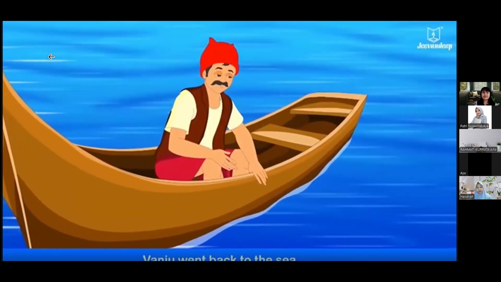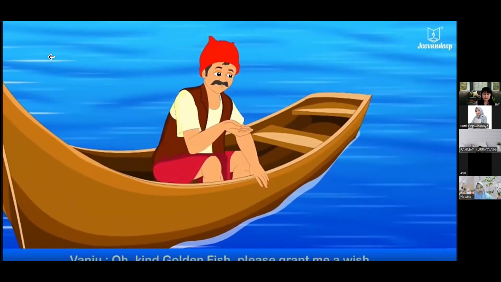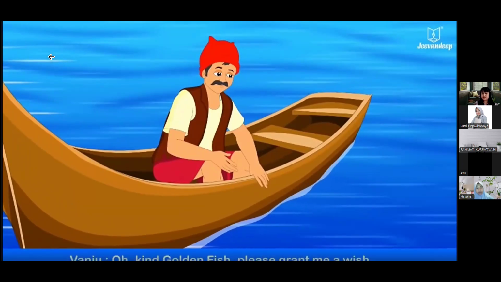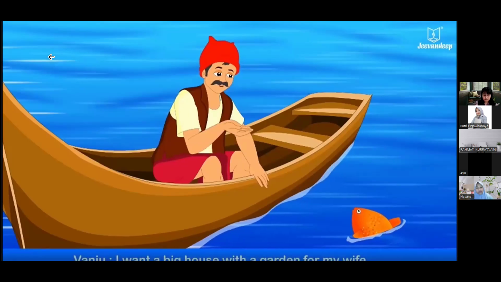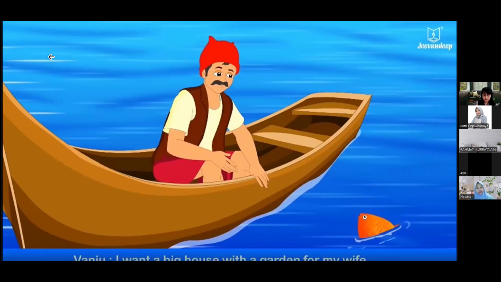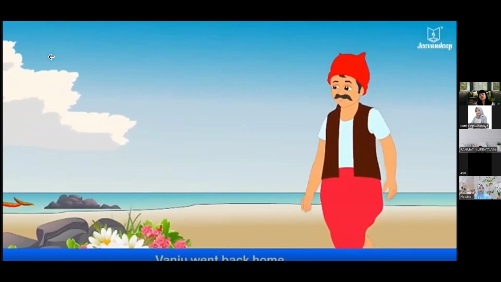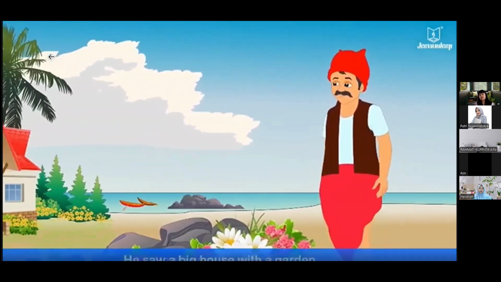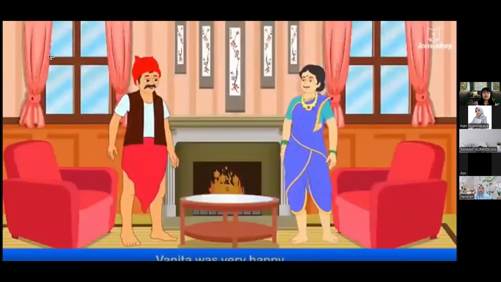Banju went back to the sea. He called out to the golden fish. Oh, kind golden fish, please grant me a wish. The fish popped up its head out of the blue sea. What is your wish? I want a big house with a garden for my wife. Your wish is granted. Thank you, dear fish. Banju went back home. He saw a big house with a garden. Vanita was very happy. But she was a greedy woman.